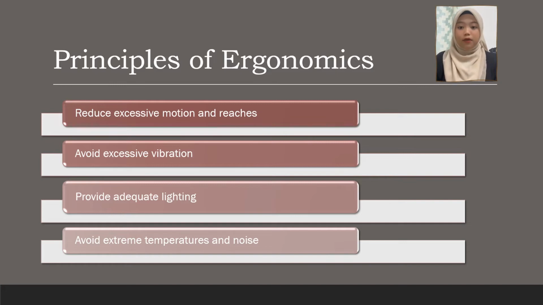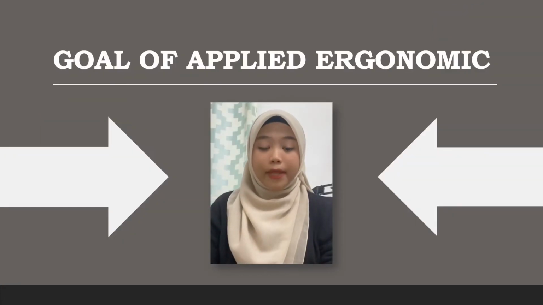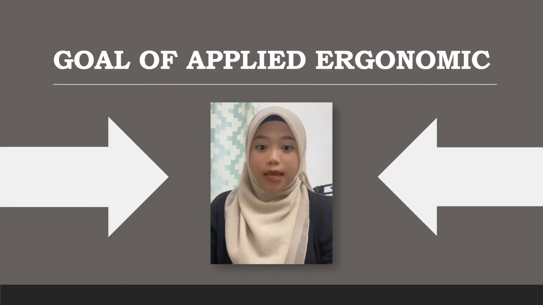And the last point is avoid extreme temperature and noise. Extreme temperature can place physiological stress on the individual. The temperature in the workplace should be controlled at the appropriate level to maintain thermal comfort. The purpose of controlling noise is to prevent noise-induced hearing loss. A worker should be aware and consider whether noise might interfere with their safety in the workplace. The goal of applied ergonomics is to optimize worker well-being and productivity by reducing and, where possible, eliminating work stresses.